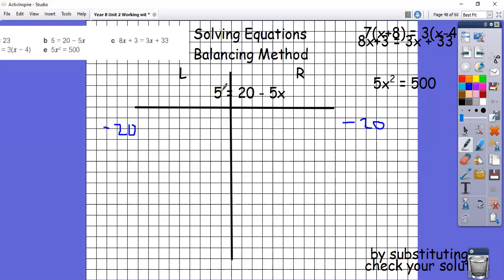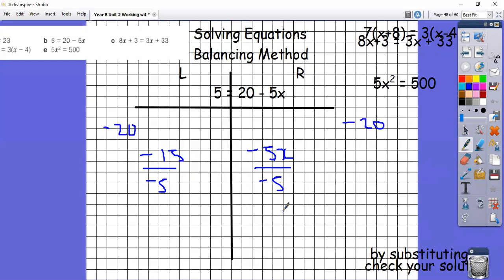So here, 5 take away 20 gives me negative 15, and then I'm left with negative 5x on this side. Again, I just want to work out what 1x is. So again, like before, we're now going to divide both sides by negative 5.